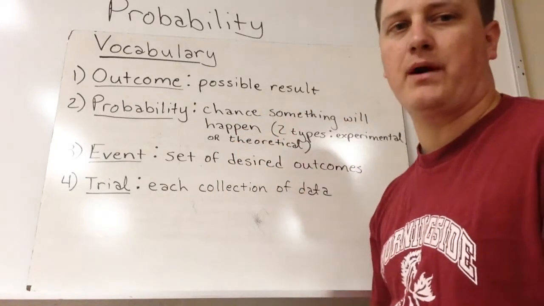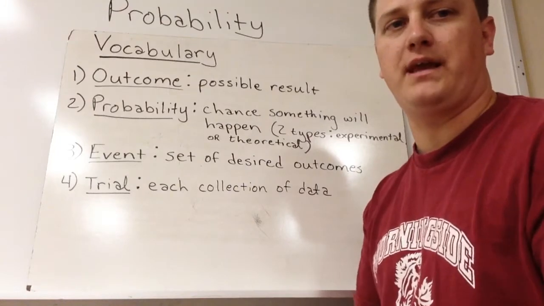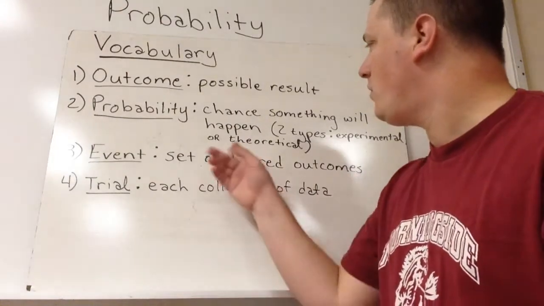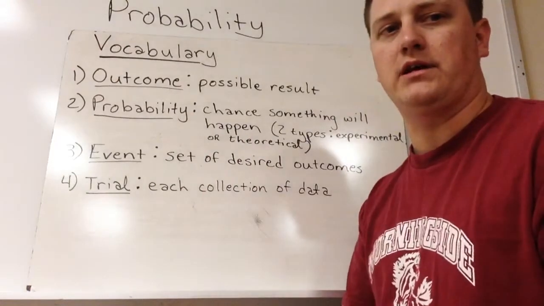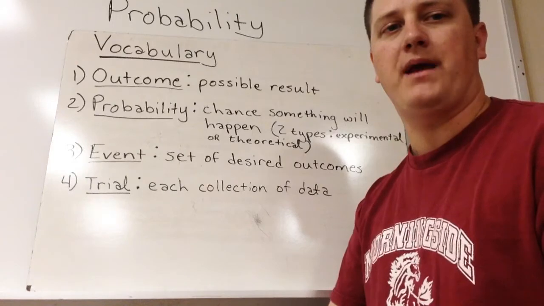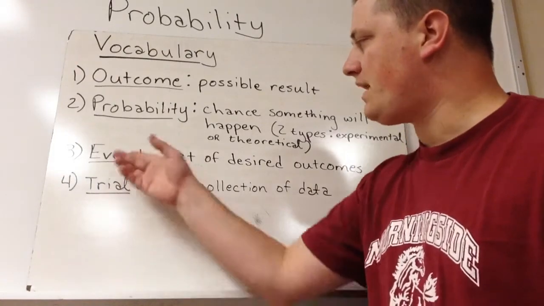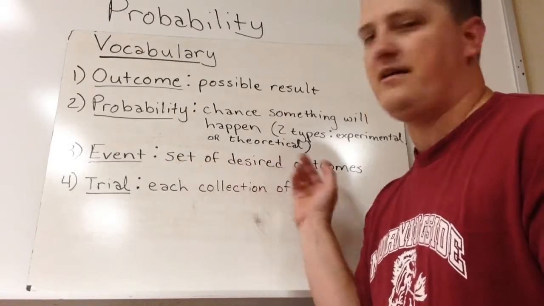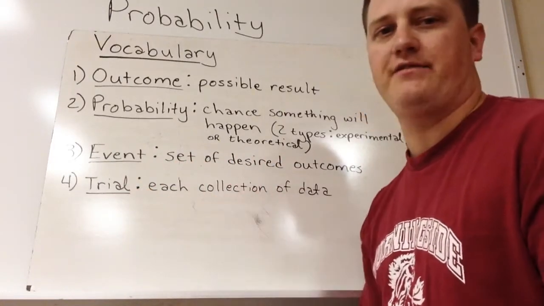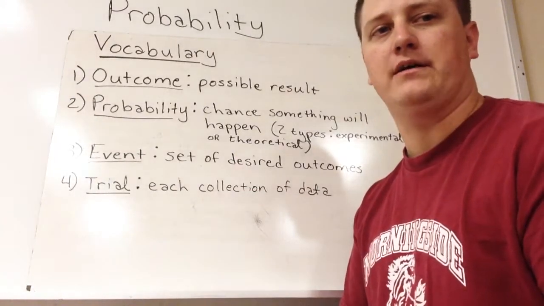There are two types of probability: experimental, so when we do an experiment with something and we kind of control what's going on, that's experimental. Or theoretical. Theoretical is what actually kind of happens, or based off the experiment, what we expect to happen. Event, set of desired outcomes. And trial, each collection of data. So every time we collect data, we are performing a trial.